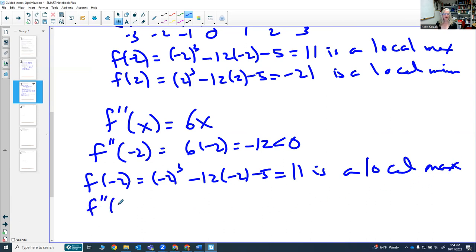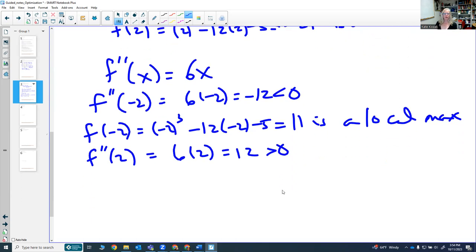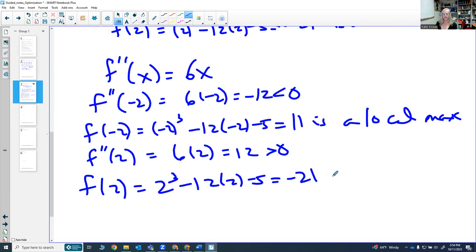f double prime of 2 is equal to 6 times 2, which is 12, which is greater than 0. So f of 2, which is 2 cubed, minus 12 times 2 minus 5, which is equal to negative 21, is a local min.